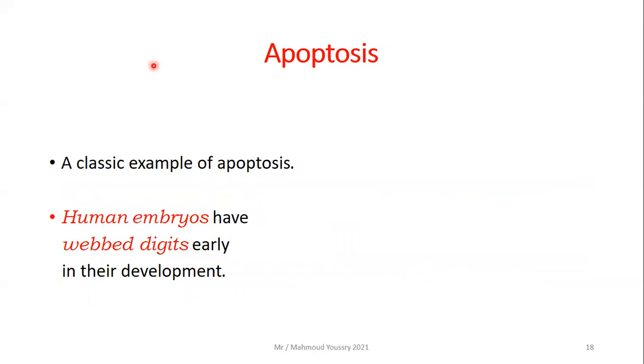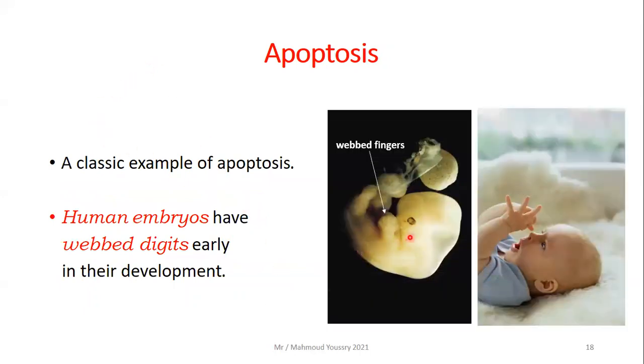Okay, a classic example of apoptosis is human embryos. Yes, look at the picture to the left. This is a human embryo in the early stage inside its mother's body. Can you see the toes and fingers? These fingers are called webbed digits because there's a web between each two digits or two fingers.